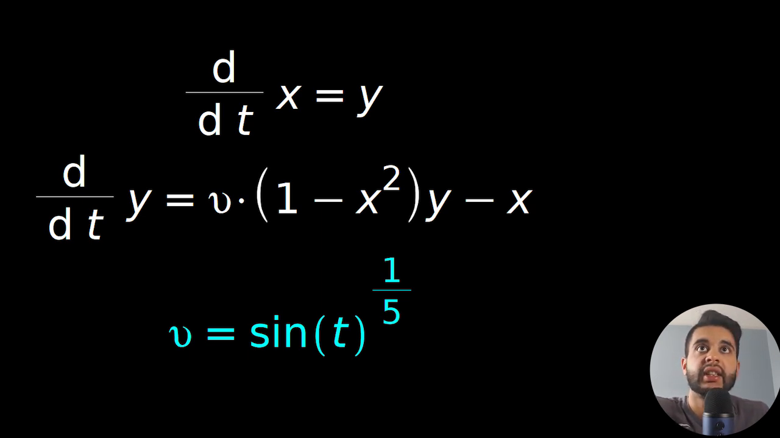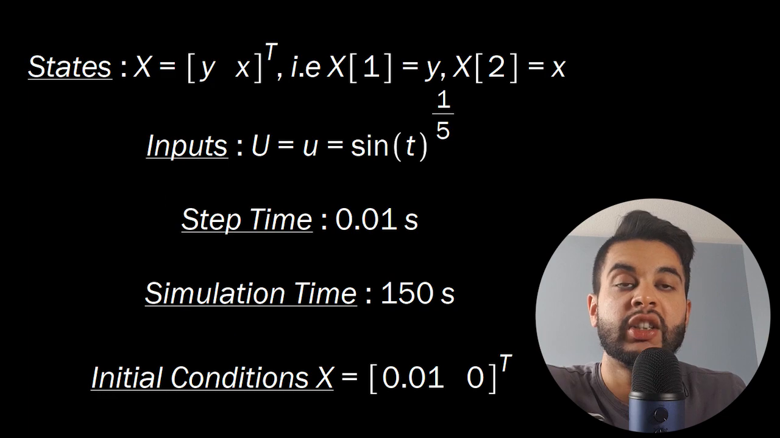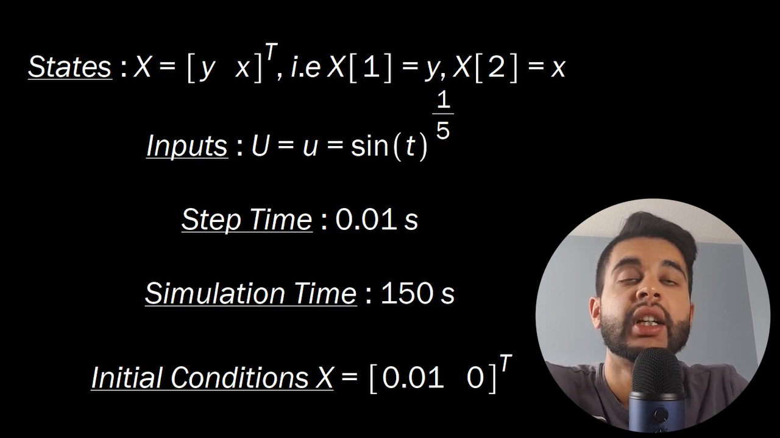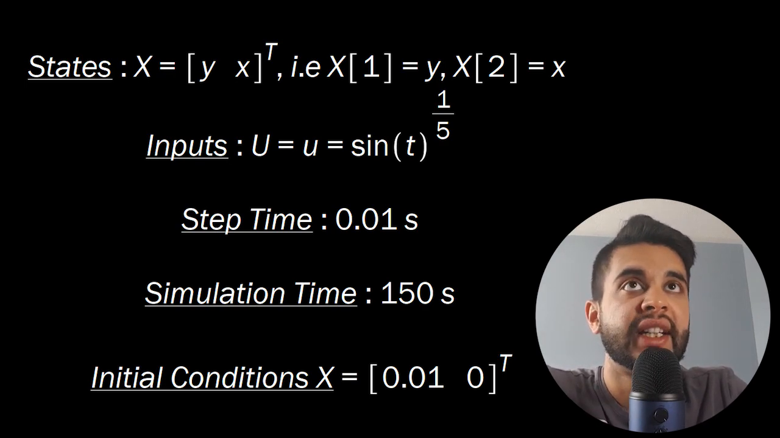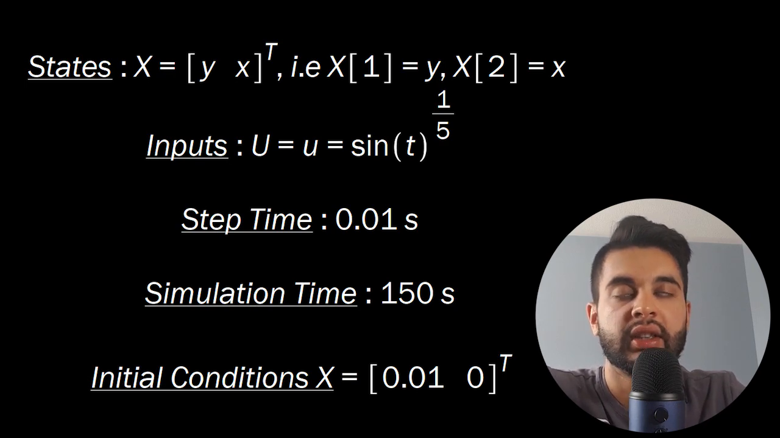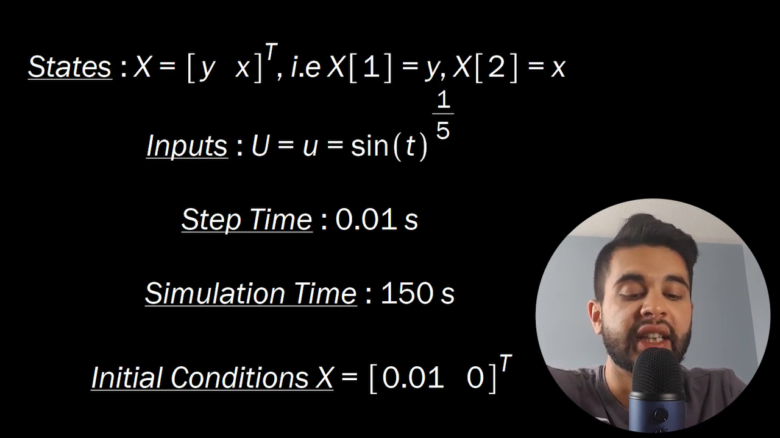You can represent this in a form like shown here. For our simulation, we will use a step time of 0.01 second and 150 seconds of simulation time. We have initial y equal to 0.01 and x equal to 0. The state vector can be given by y and x, so that's the y position and that is the x position. The first element of that vector is y, so x bracket 1 is y, and the second one is x. The input is given by sine t times 1/5.